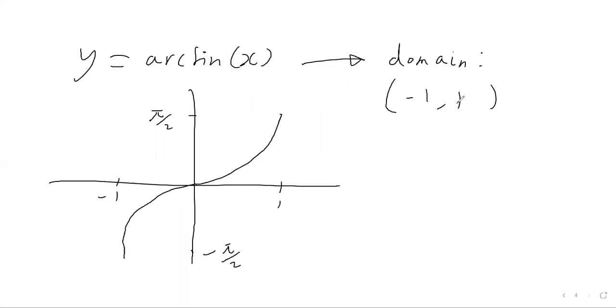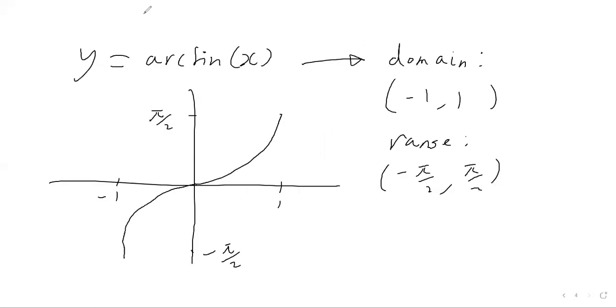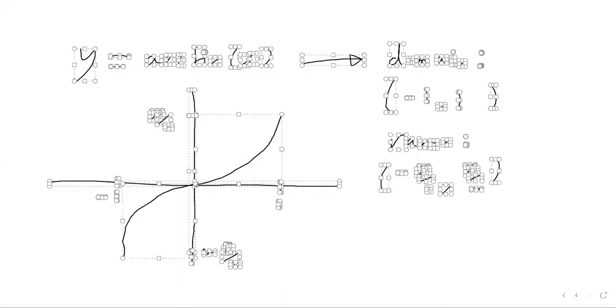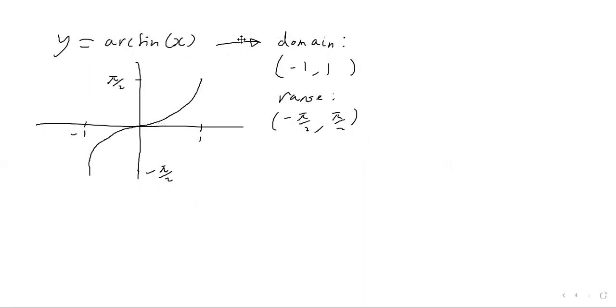So the domain is -1 to 1, and the range of this function is minus pi over 2 up to pi over 2. Okay, so we know that, but obviously this video is about differentiating arcsin of 1 over x. So if we want to analyze the domain and range of arcsin of 1 over x, let's write this down here.